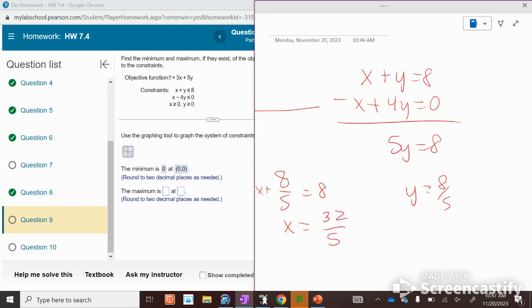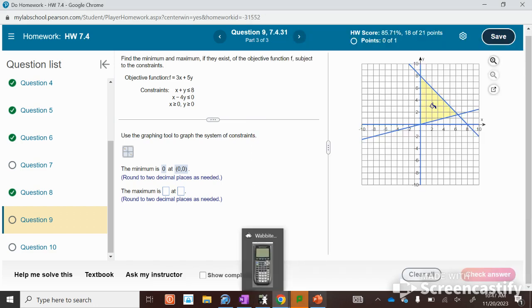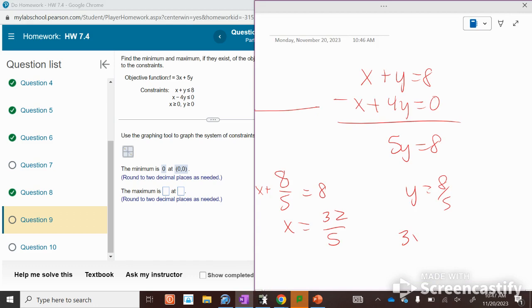So then if we stick that into the objective function, the 3x plus 5y, 3 times 32/5 plus 5 times 8/5. We want to see what number that gives us. So 96/5 plus 8. 96/5 is 19.2, plus 8 is 27.2.